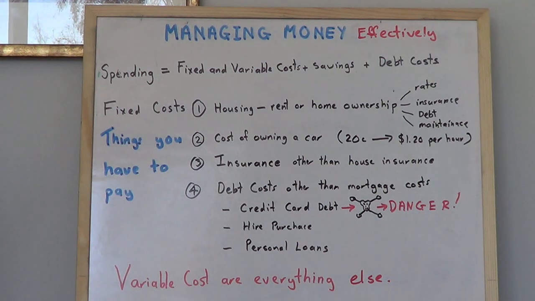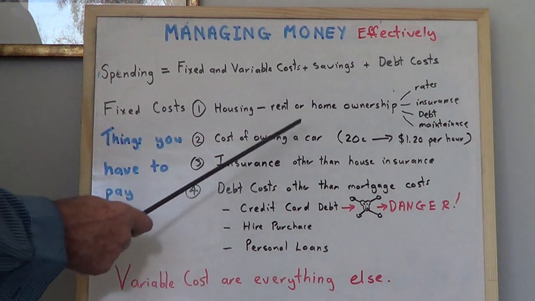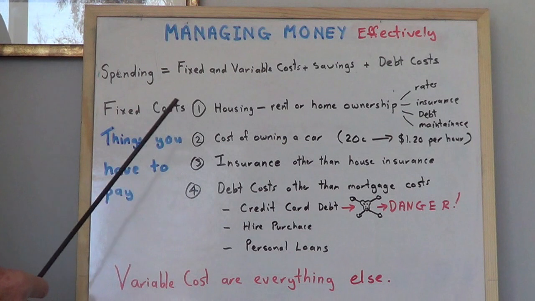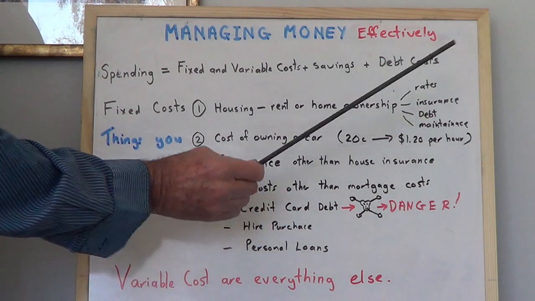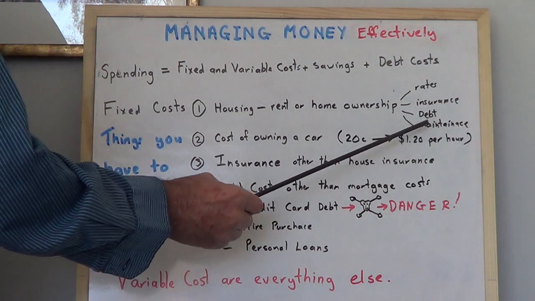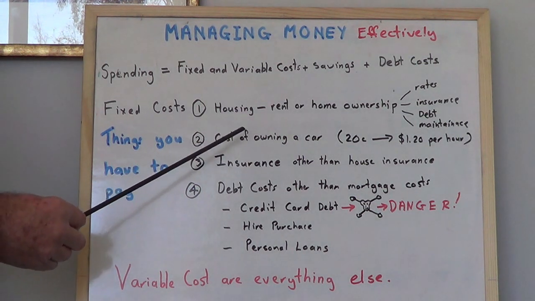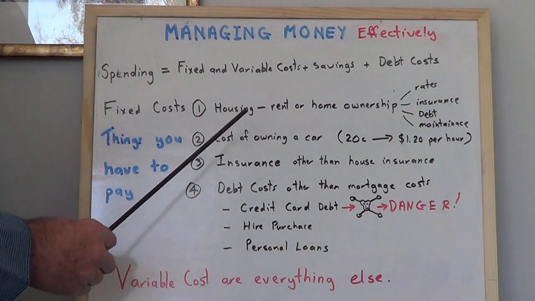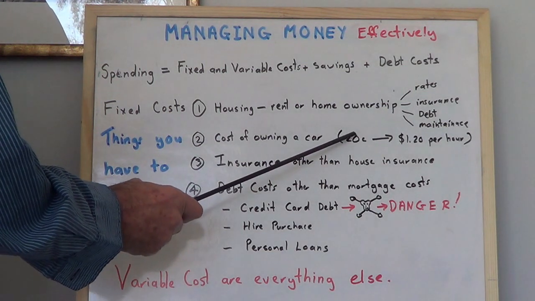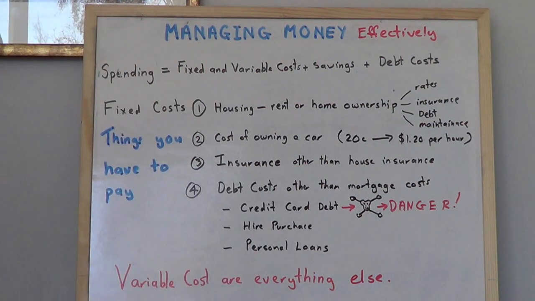First of all, you've got the cost of housing, which could be rent if you don't own a place, or home ownership. And if you own a home, you've got rates to pay, you've got insurance, you may have debt in the form of a mortgage, and you'll certainly have some maintenance. Now, if you own a car, it costs you just to own a car without using it. And that costs somewhere between 20 cents and $1.20 per hour. Could be even more than $1.20.